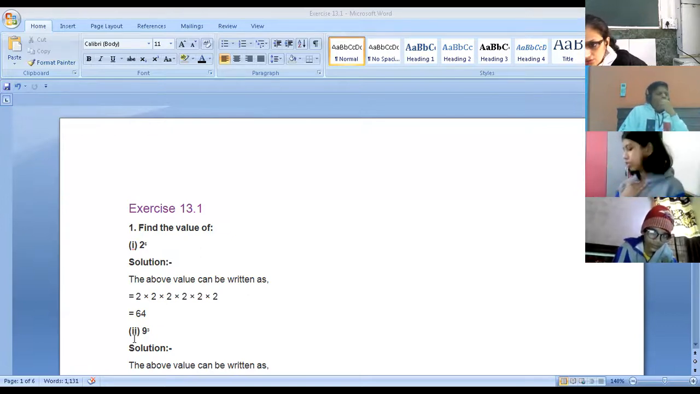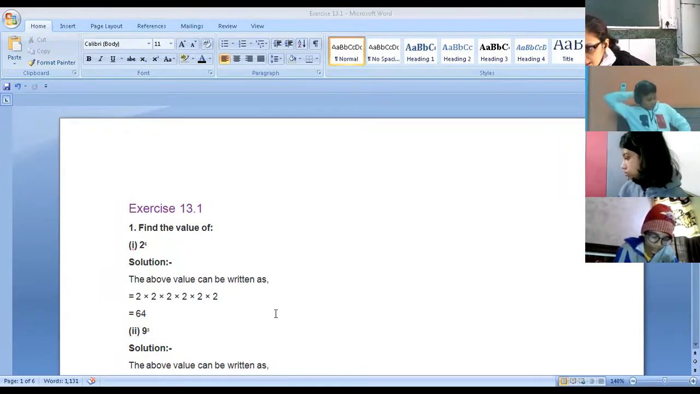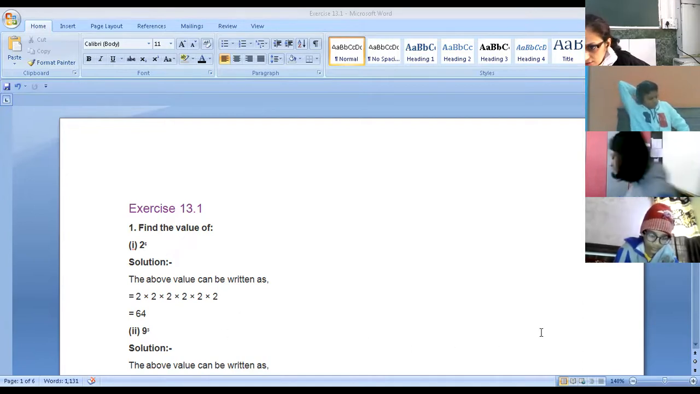Is it clear? Question number 1. The number of power which is given, power or exponent, that number of times you have to write the same digit, and you have to multiply it simply and write down the answer. Got it, children?